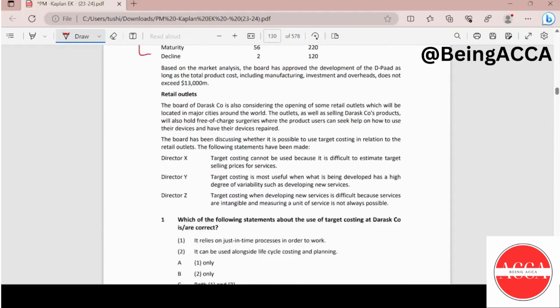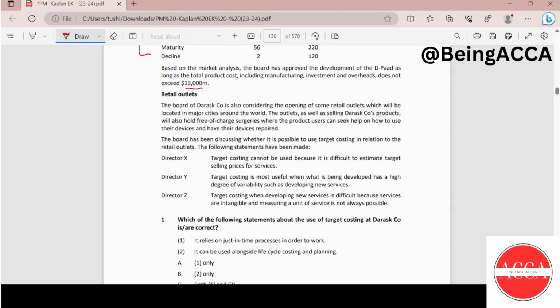Based on the market analysis, the board has approved the development of the D-pad as long as the total product cost, including manufacturing, investment, and overheads, does not exceed $1,300,000 million. Retail outlets: the board of Darask Company is also considering the opening of some retail outlets which will be located in major cities around the world.